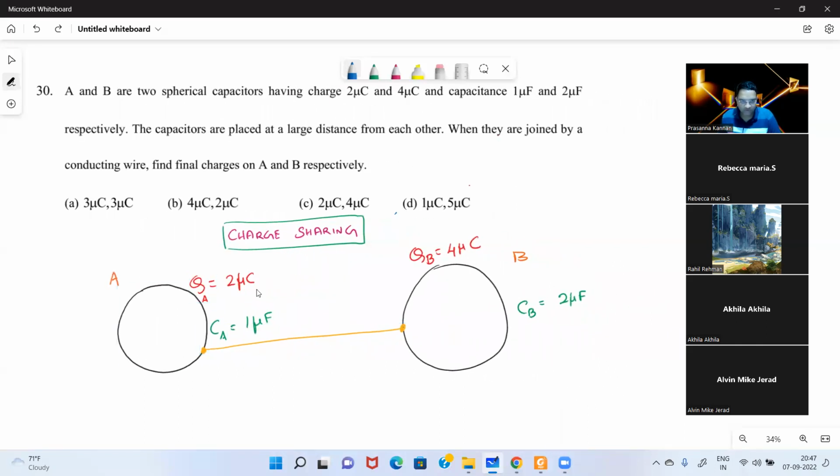What is the charge on the first one? 2 microcoulomb. What is the capacitance of the first one? 1 microfarad. Now we need to find out the potential. What is the formula for potential? Q by C. Charge on the capacitor A divided by capacitance of capacitor A, which is 2 micro divided by 1 micro. So how much are you getting? 2 volts.